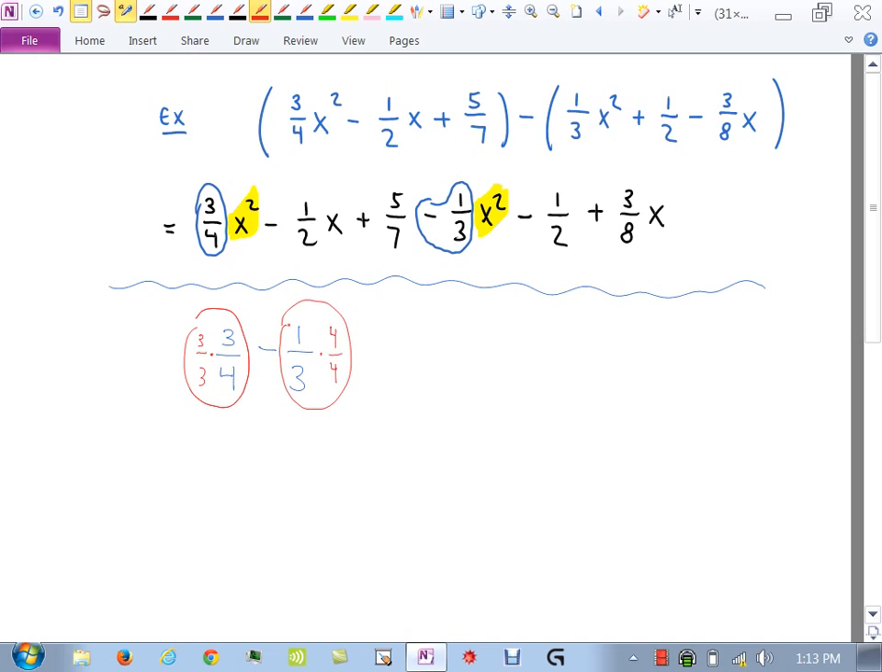First one, 9/12. Second one, 4/12. It's just multiplying straight across. So this is equal to 9/12 minus 4/12. And once you do that, 5/12. So all you do now is 9 minus 4. That gives you 5. 5 divided by 12.